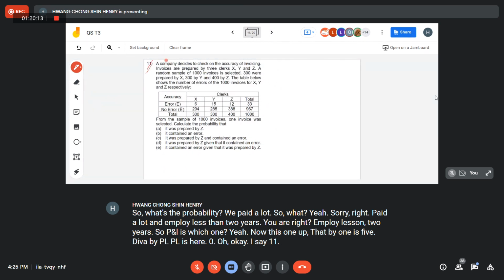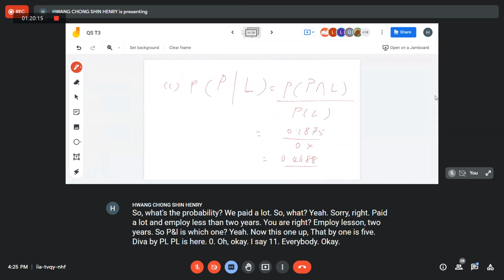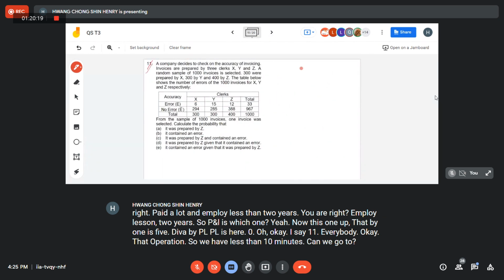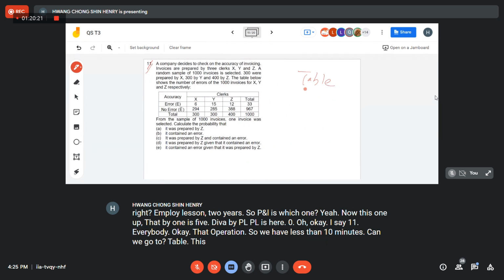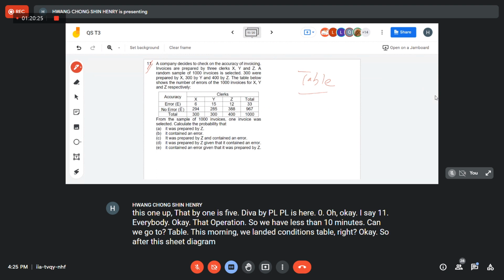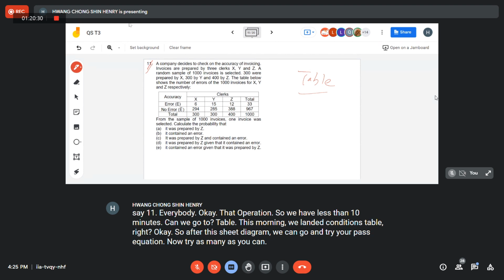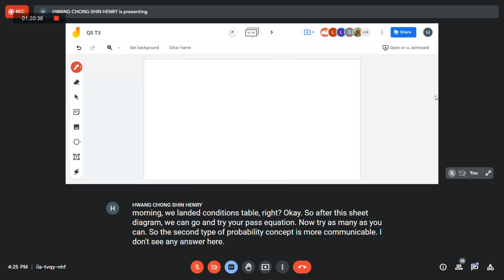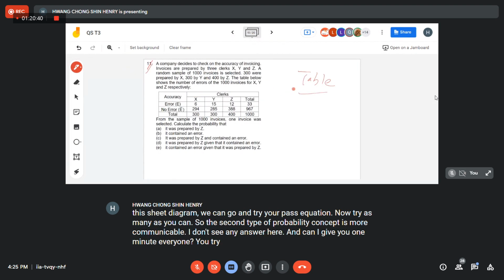Question 11. Everybody okay? Question 10. So we have less than 10 minutes. Can we go to the table? This morning we learned the contingency table, right? After this sheet diagram, you can go and try your partial questions. Try as many as you can. So the second type of probability concept involves the contingency table. Now, I don't see any answer here. Can I give you 1 minute, everyone? You try this one first.